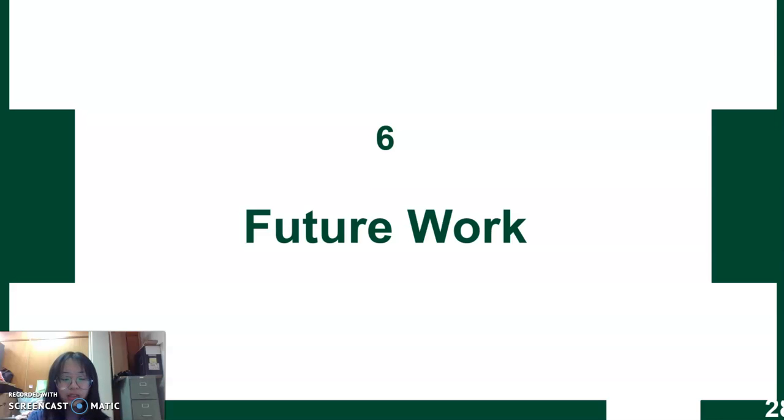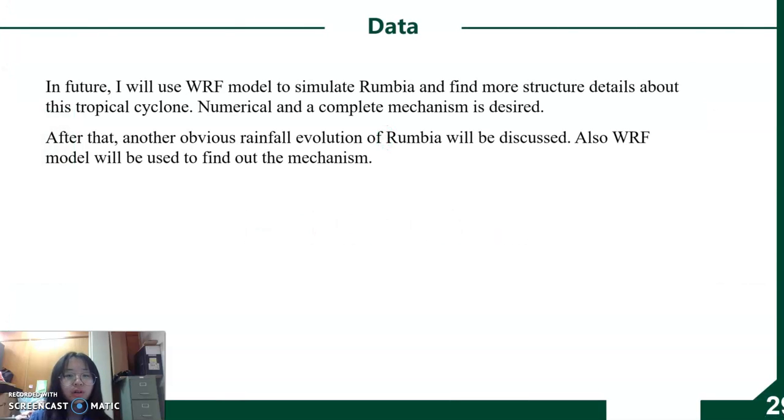Then is the sixth part, which is about the future work. In future, I will use the WRF model to simulate Rambia and find more structural details about this tropical cyclone. A numerical study and a complete mechanism are desired. After that, another obvious rainfall evolution of Rambia during its turning will be discussed. Also, the WRF model will be used to find out the mechanism. Thank you for your listening.